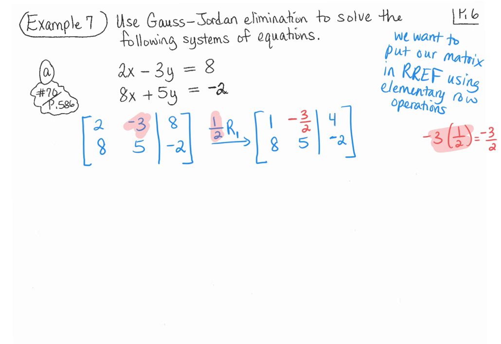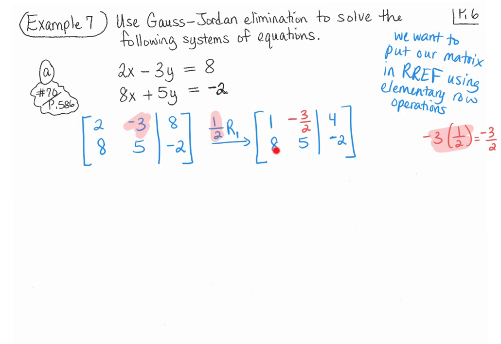So, what we did, we multiplied 1/2 times row 1, got a new row 1. We have an equivalent augmented matrix. So far, we have our leading 1 in row 1. Now we want to make this 8 a 0. So we can use row 1 to help us out.